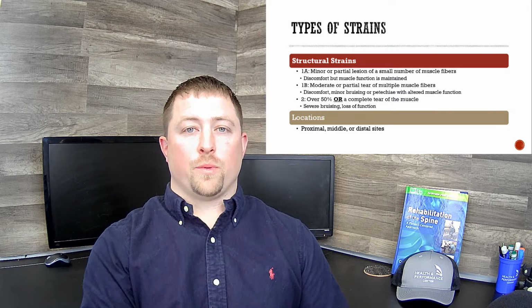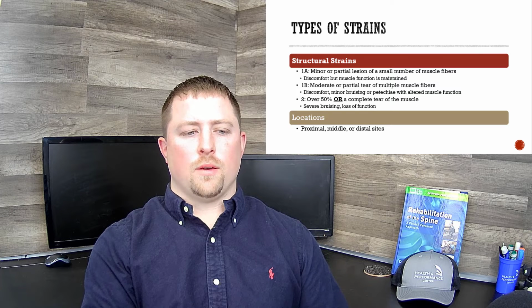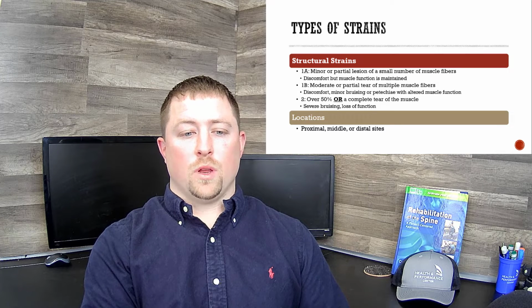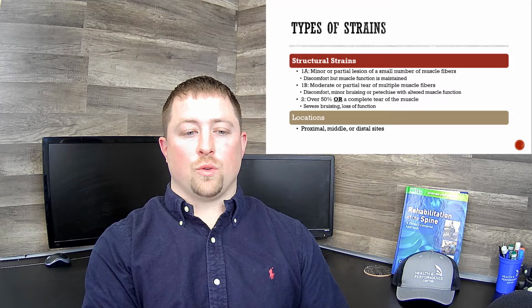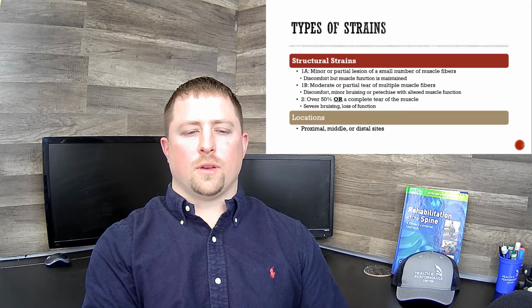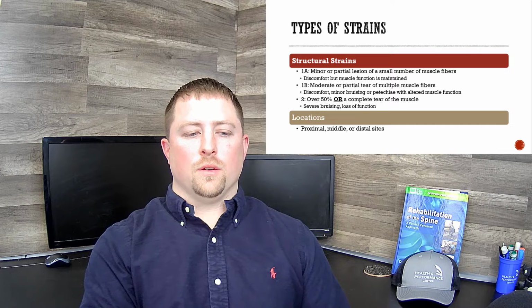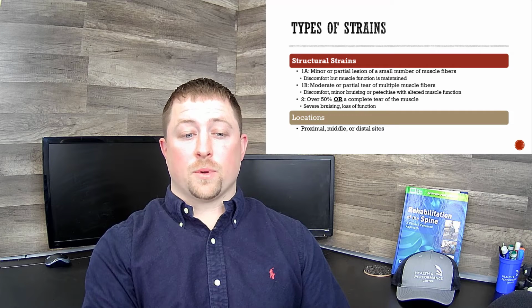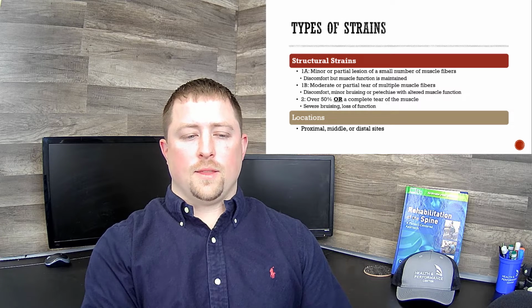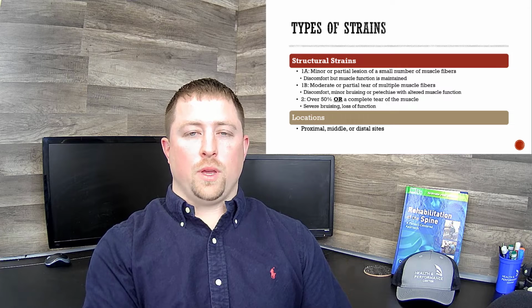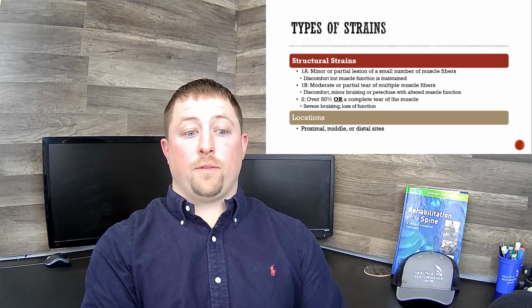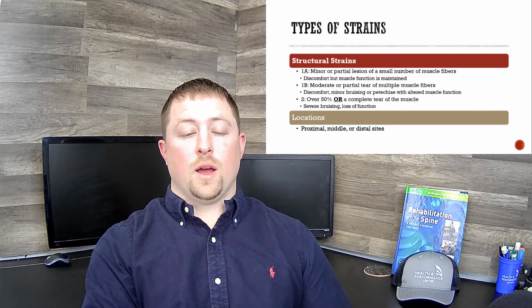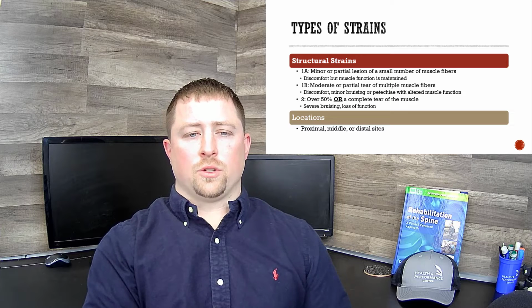Type of strains, there are three types. It doesn't really matter what you call them. But there's really three big ones, one being a very minor strain. Only a few muscle fibers are torn, and you get a little discomfort, but the function is maintained. There's a moderate tear where it's less than 50%. You can get some minor bruising, petechiae, and some altered muscle function. Then there's the big one, which I call type 2 here. Really, you can call it whatever you want. 3A, doesn't really matter, which is over 50% or a complete tear of the muscle. Be severe bruising and a total loss of function.